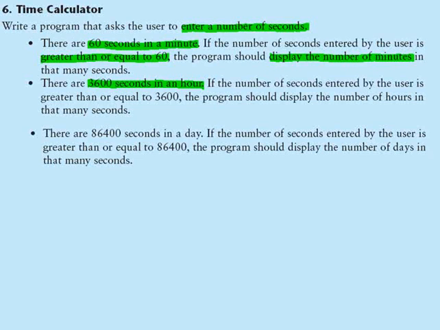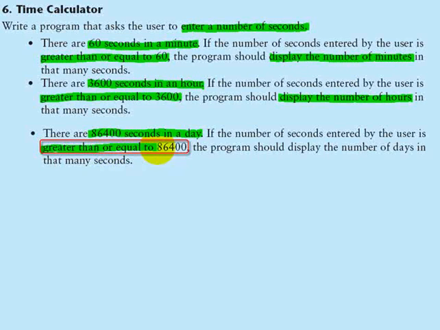And then the problem tells us there are 3,600 seconds in an hour. So if the number of seconds that the user entered is greater than or equal to 3,600, we display the number of hours in that many seconds. And then last, there are 86,400 seconds in a day. So if the number of seconds that the user entered is greater than or equal to 86,400, we're to display a message indicating the number of days in that many seconds.